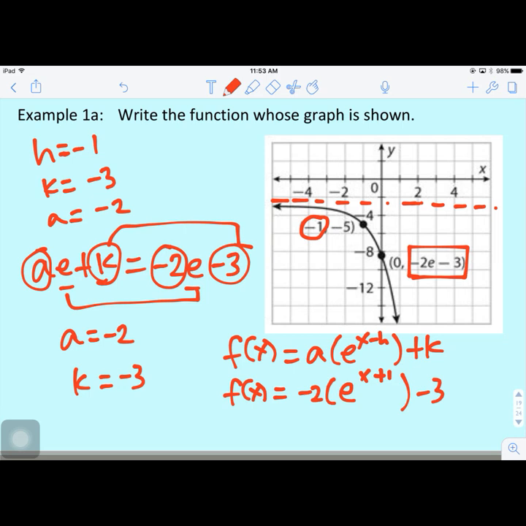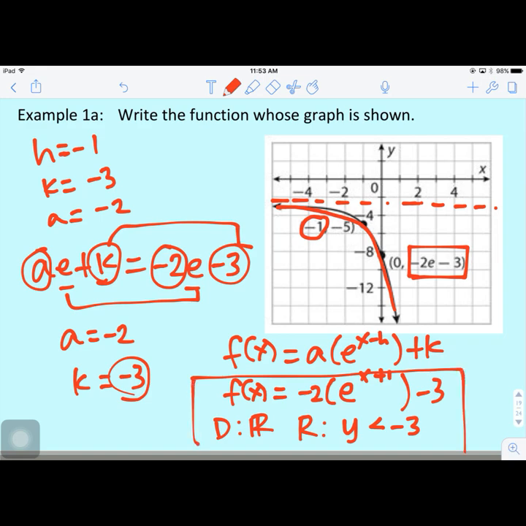The last thing we probably want to do is identify the domain and range. We know that the domain is still all reals for any exponential function. And the range, since this graph is lying below the horizontal asymptote, is going to be y less than the horizontal asymptote, which is -3. So that's y less than -3. And that would be the answer for this problem right here.